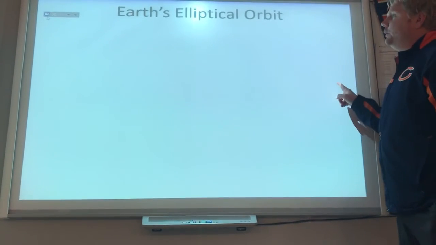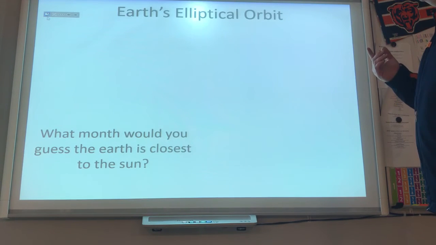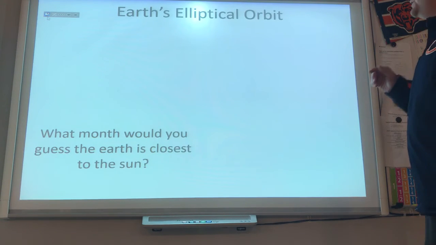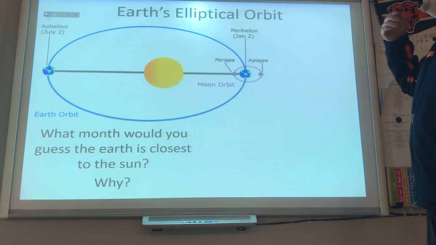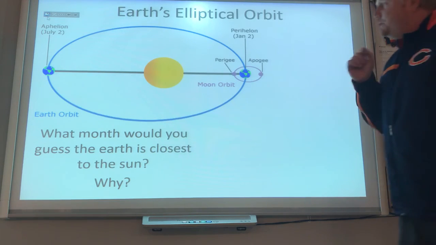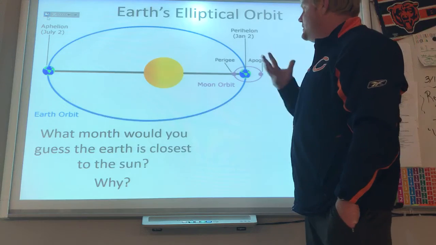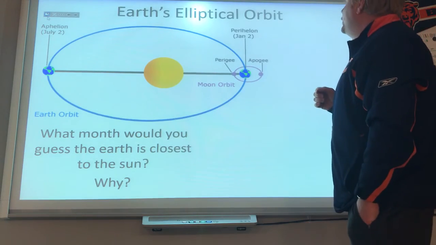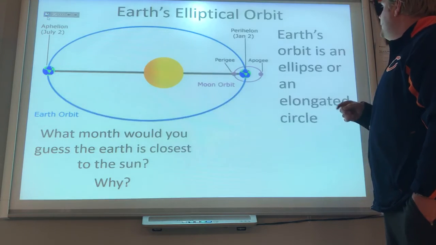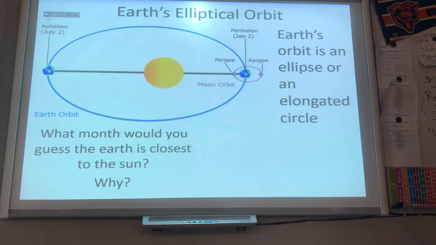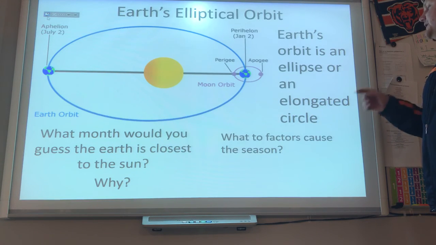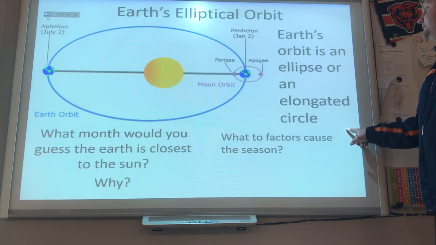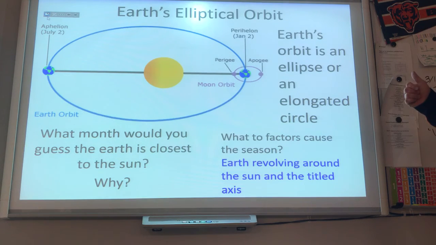Earth's elliptical orbit. What month would you guess the Earth is closest to the sun? If you're like me when I first did this, you'd be wrong. In July, we are actually further away from the sun by a small amount due to space distances. And in January, we're closest. Earth's orbit is an ellipse or an elongated circle. What two factors cause the seasons? Earth revolving around the sun and the tilt of Earth on its axis.